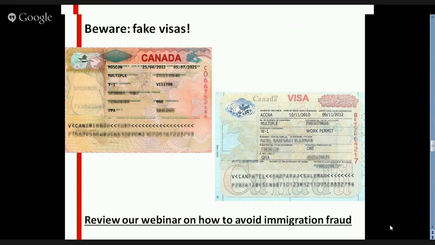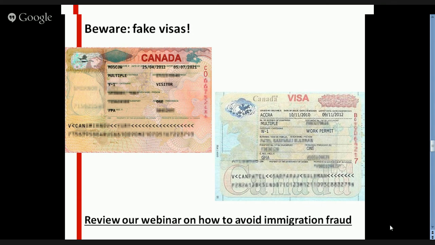Here we have two images. On the left is a genuine Canadian visa. The image on the right was provided by a client from Bangladesh. He was issued this so-called visa for $200 on the same day he applied. Obviously, this visa is 100% fake. It's a work permit. It says the visa office is Accra, which has nothing to do with Bangladesh, right? But still, this was the actual so-called visa which the person received.